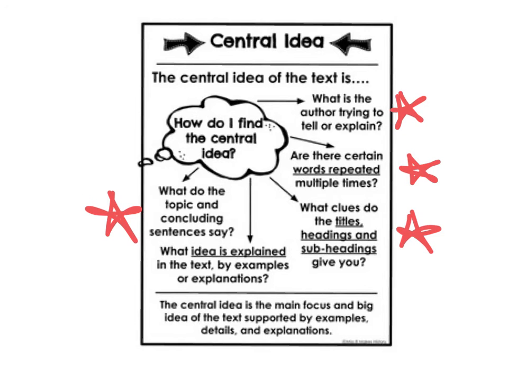How a piece of text is organized is very important. What they say in the beginning and what they say in the end is usually repeated because they introduce the topic, and then at the end they go back over the topic that they want you to understand, but they have given you all the other information with it as well. So what overall message are they trying to give you? And then it says what ideas are explained in the text by examples and explanations.